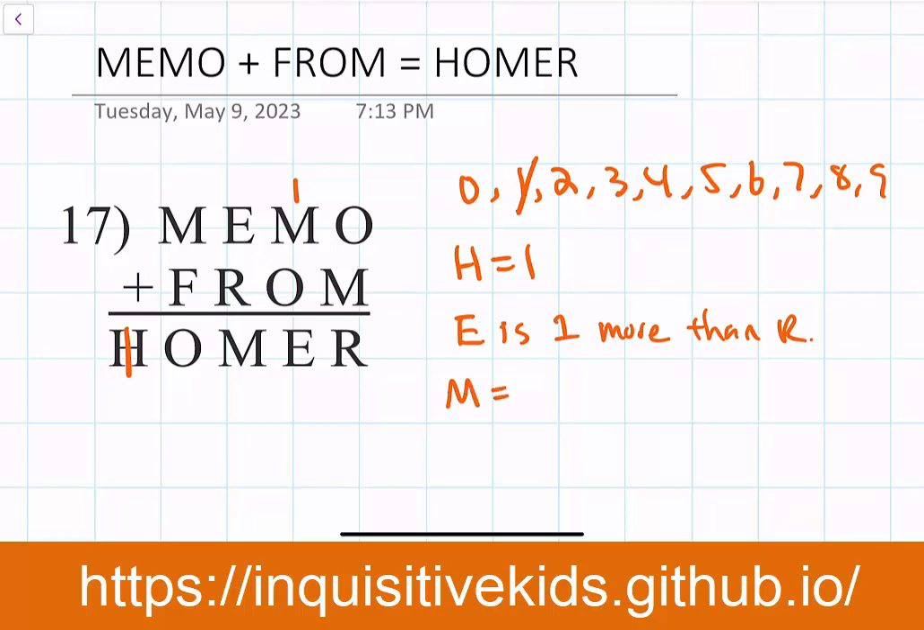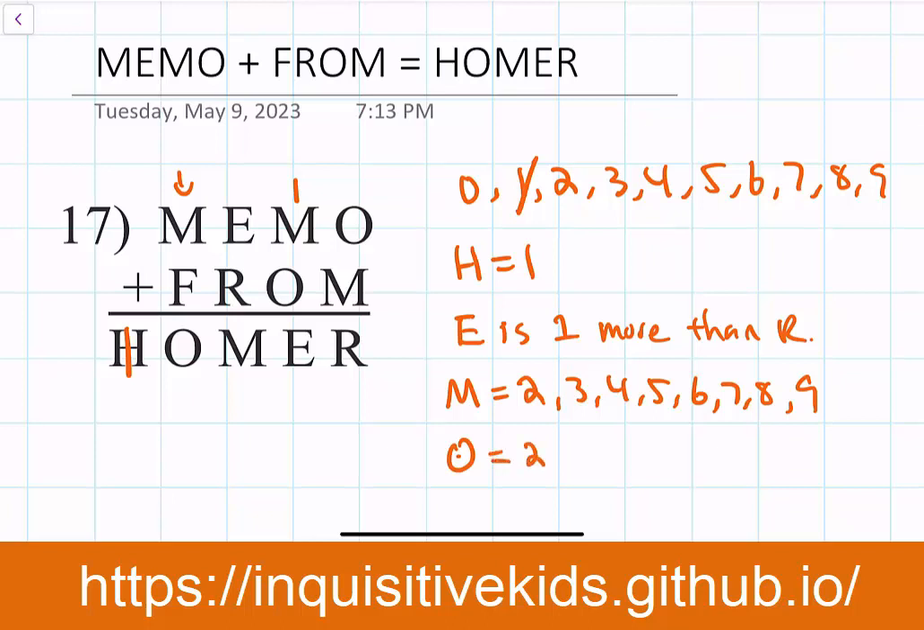And we have the letter M. Since it's the leftmost digit in the number MEMO, M can't be 0. And since 1 is already taken by H, M also cannot be 1. M can be 2, 3, 4, 5, 6, 7, 8, all the way up to 9. And we can see that O can never equal 0. Because if O equals 0, here the ones place wouldn't work out. O can equal anything besides 0 and 1.